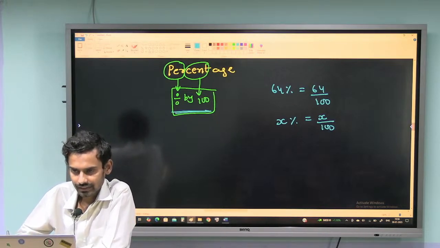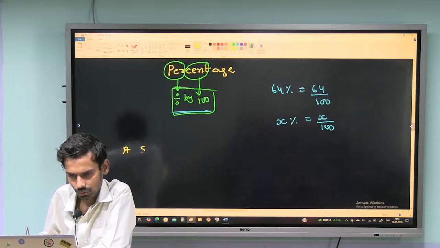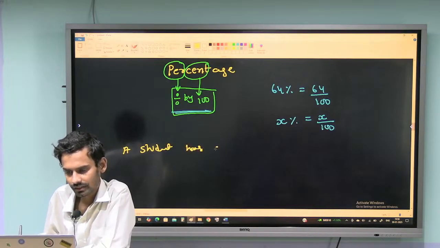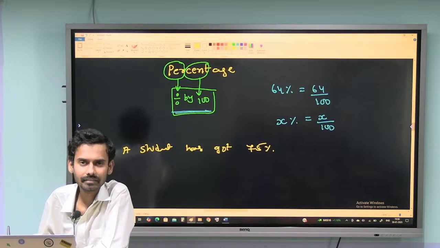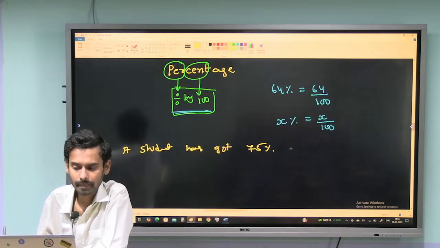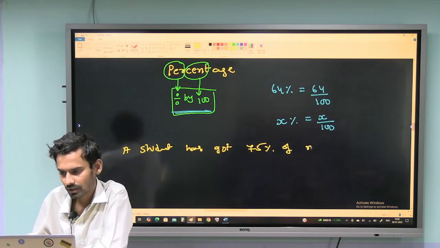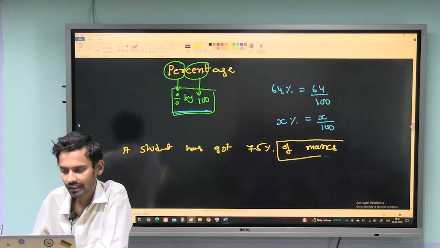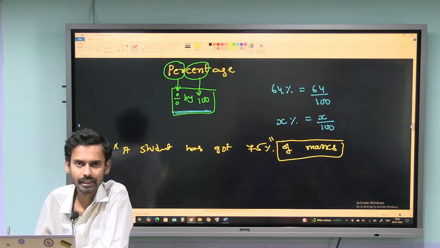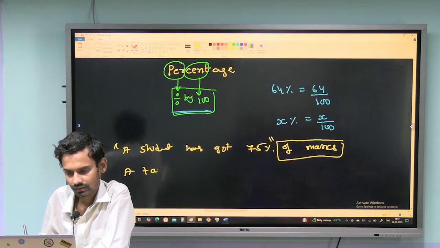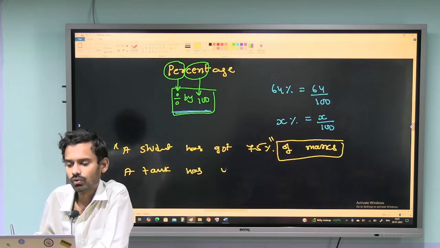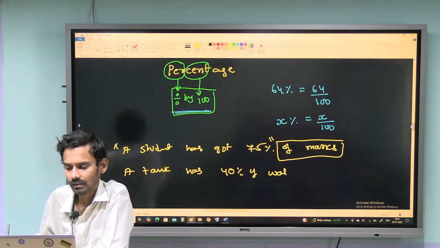Now, if I say a student has got 75%, that doesn't have any meaning unless I specify 75% of what. So here I will say 75% of marks. If "of marks" is not written, then this sentence will not carry any meaning. So I need to specify something here, 75% of marks, or let's say a tank has 40% of water.